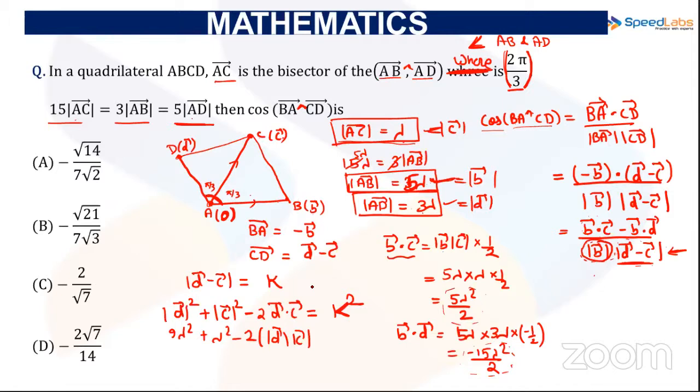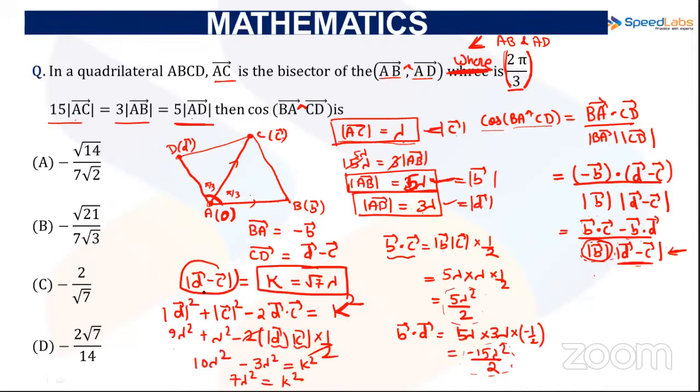All right, that means modulus of d minus c. इसका मैग्नीट्यूड कितना आ रहा है d minus c वेक्टर का? It is equal to, कर दीजिए सारी वैल्यूज। So b dot c कितना आएगा, 5 lambda square by 2 minus minus plus 15 lambda square by 2, upon mod b is equal to 5 lambda, and this k is equal to root 7 lambda.